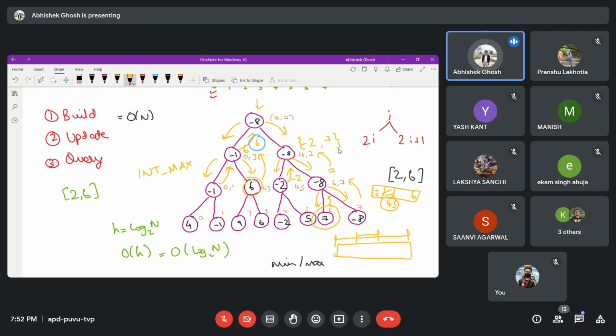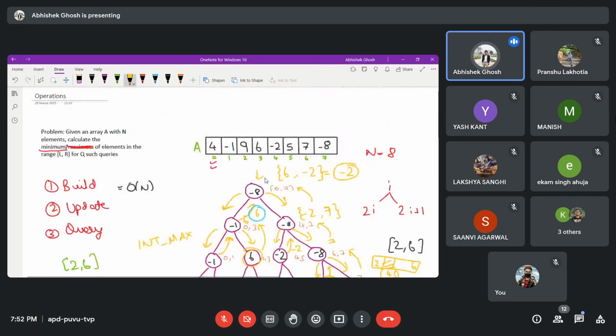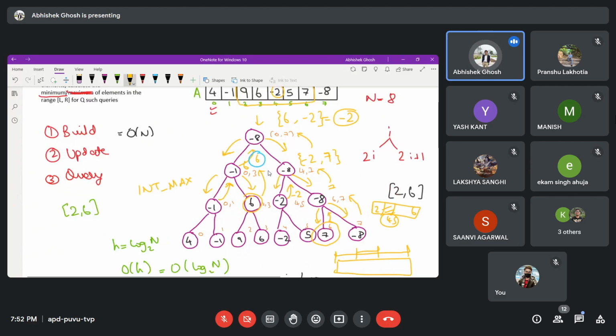So minus 2 and 7. What is the minimum of minus 2 and 7? Minus 2 definitely. So we'll return minus 2 from here. So 6 was returned from the left part and minus 2 was returned from the right part. The minimum of these two would be minus 2. So minus 2 is the answer for our complete query for 2 to 6. Let's check if that is the case. If I traverse from 2 to 6, this is the range that I'm checking for, right? And definitely the minimum is minus 2. So yes, the query function is working.